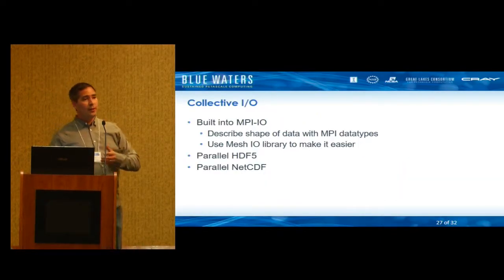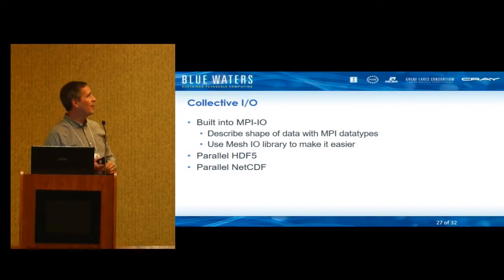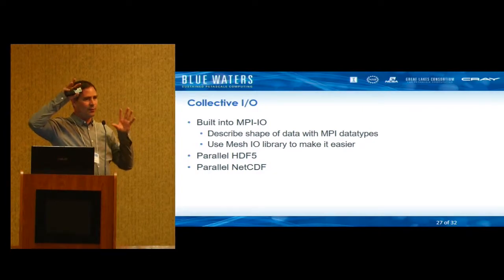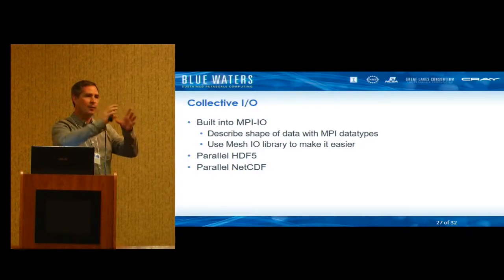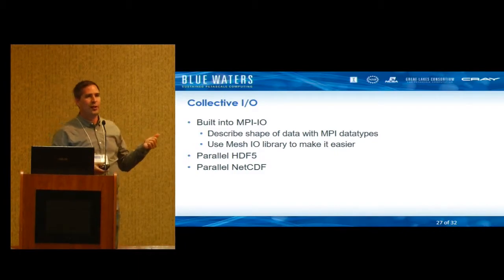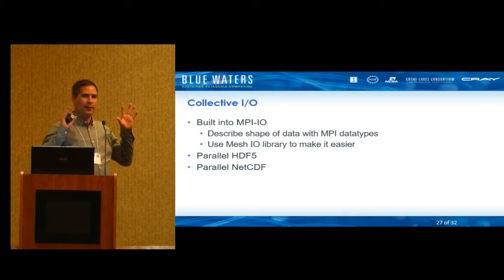So the good thing is collective I/O is built into MPI I/O. It's been there for a while, and it works pretty well. The problem is you have to use MPI data types to describe these subarrays. You describe the size of the full array, and then you describe the subgrid that you want, and it gets to be a bit of a pain. I tried to make it easier. I made a library called Mesh IO that lets you do collective reads and writes on these subarrays, and I think it makes it a lot easier.